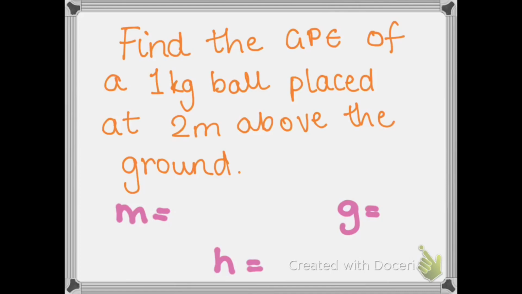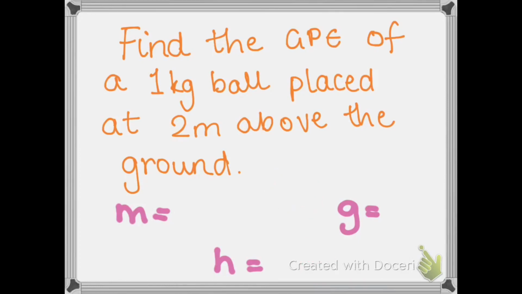Okay, so I'm just going to do the first example for you, and then you can go ahead and do it on your own. So first, find the GPE of a 1 kg ball placed at a 2 meter height above the ground. So we have to imagine this. This would be a ball, which is 1 kg. This is the ground, and then this distance is 2 meters.